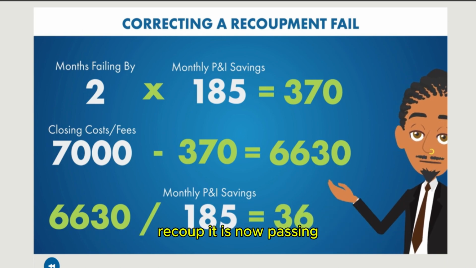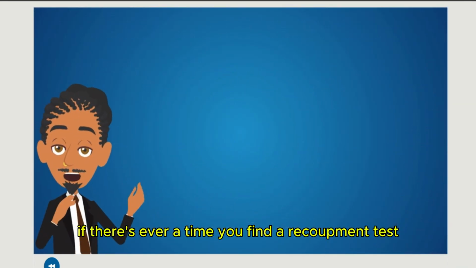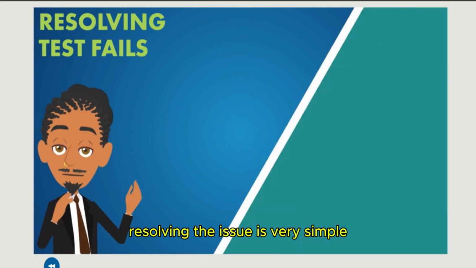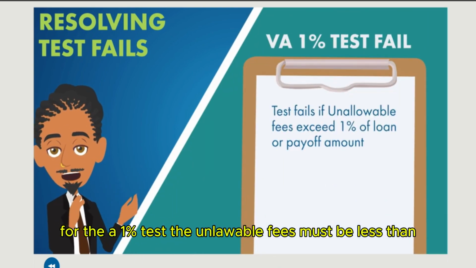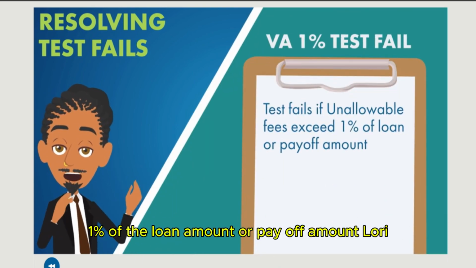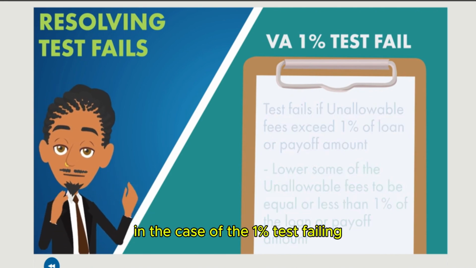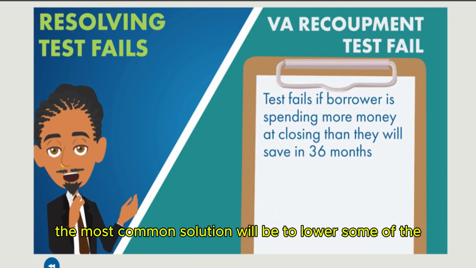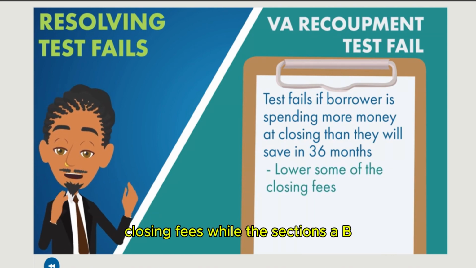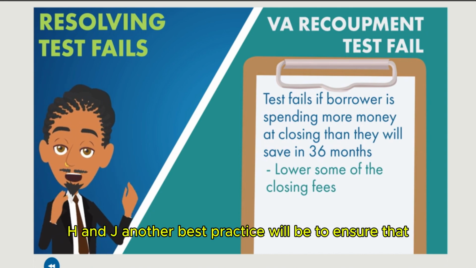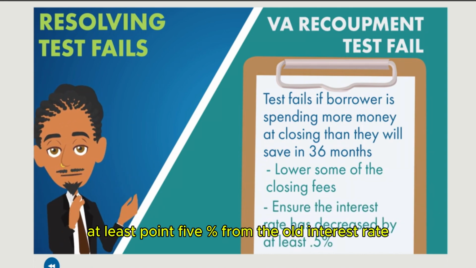Recoupment is now passing. If there's ever a time you find a recoupment test or 1% test failing, and you have confirmed the failure to be true, resolving the issue is fairly simple. For a VA 1% test, the unallowable fees must be less than 1% of the loan amount or payoff amount. Lowering some of the unallowable fees will fix the issue in the case of the 1% test failing. For recoupment test fails, the most common solution will be to lower some of the closing fees found in sections A, B, C, E, H, and J. Another best practice will be to ensure that the interest rate has decreased at least 0.5% from the old interest rate as well.